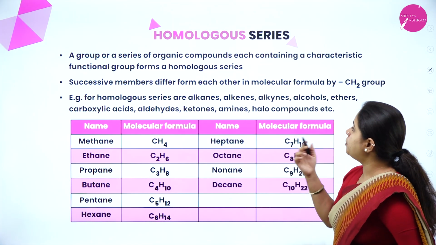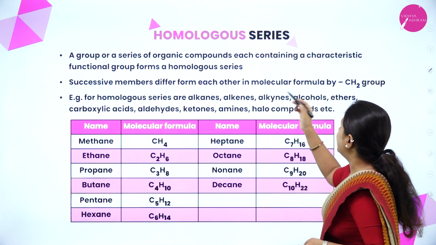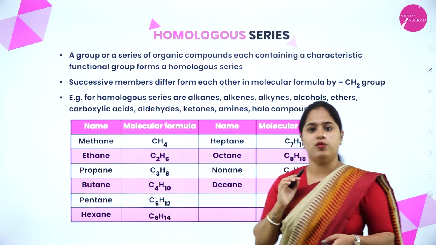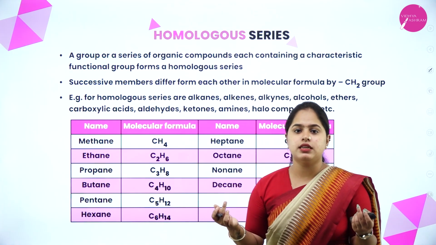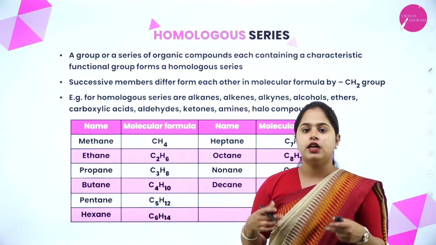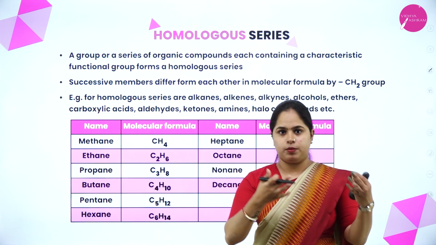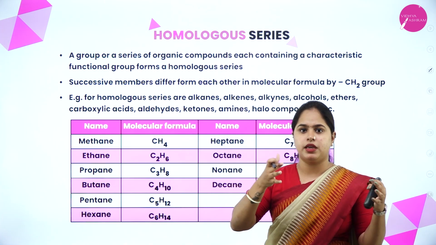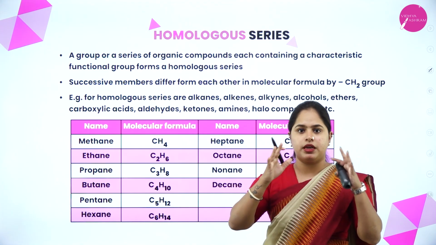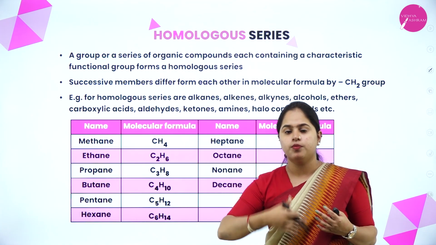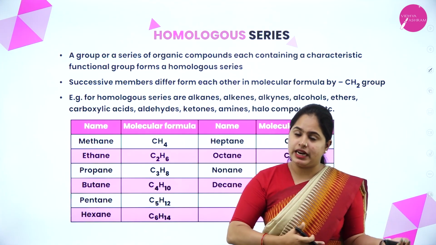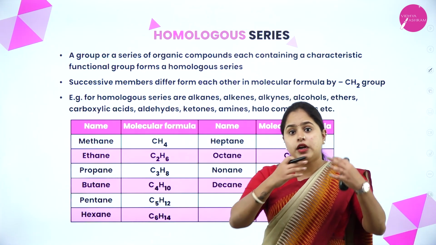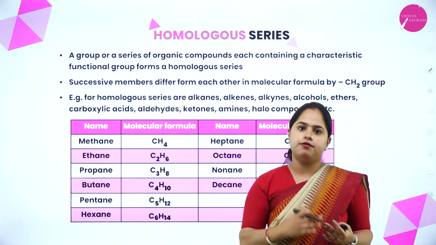Okay, so a group or series of organic compounds, each containing a characteristic functional group, forms a homologous series. Let us consider the example of our family itself. In our family, there will be a father, mother, and children. There will be babies, school going children, adults going for jobs, and grandparents as well. So there are different groups of people, but all of them belong to the same family.